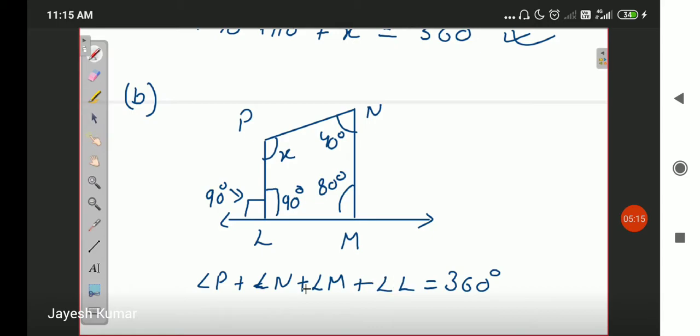Okay. And once you do that, you put in the values of P, N, M and L angles, and after that you can get the value of X. By solving that you can get the value of X. We did this in the other two questions as well. Okay, I hope it is all understandable to you.